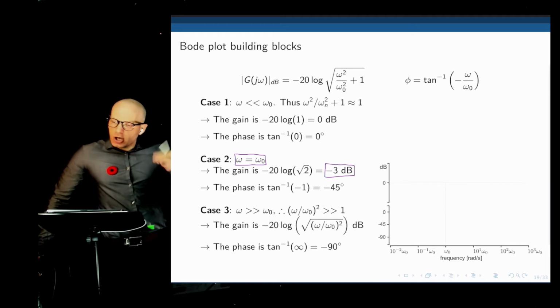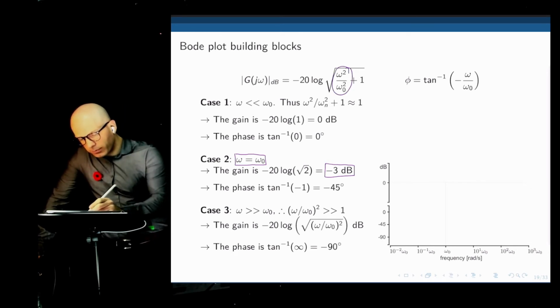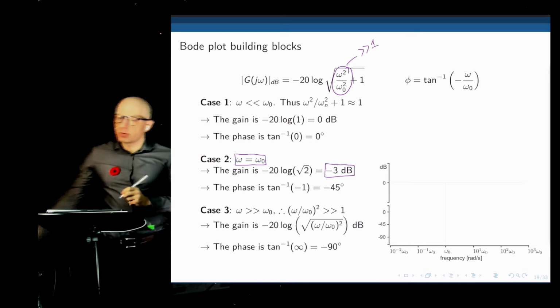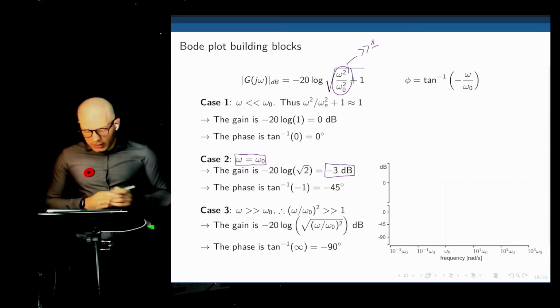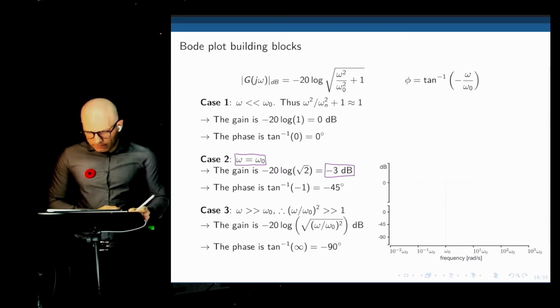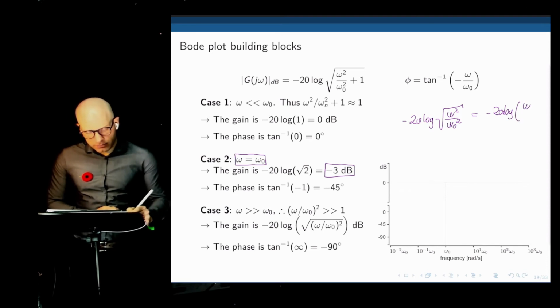The third case is now the opposite. Now the frequency we are evaluating the system at is much greater than the cutoff frequency. So this term will be much greater than 1, and we can neglect that number 1. If we do that, what are we left with? We are left with negative 20 log of the square root of ω squared divided by ω0 squared, which is negative 20 log of ω divided by ω0.